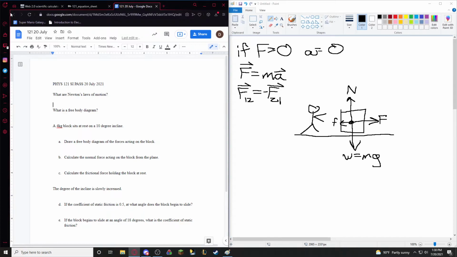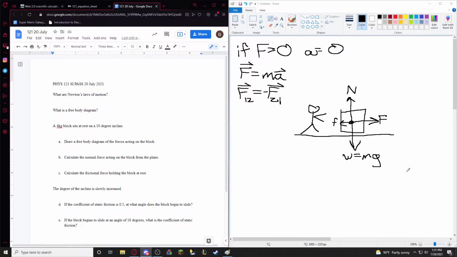Oh, then it would be the force that it's going at the angle. Or would it just be like the force that it's going at the angle? So it's at rest, it's not moving. Oh, the normal force? Exactly, the normal force.